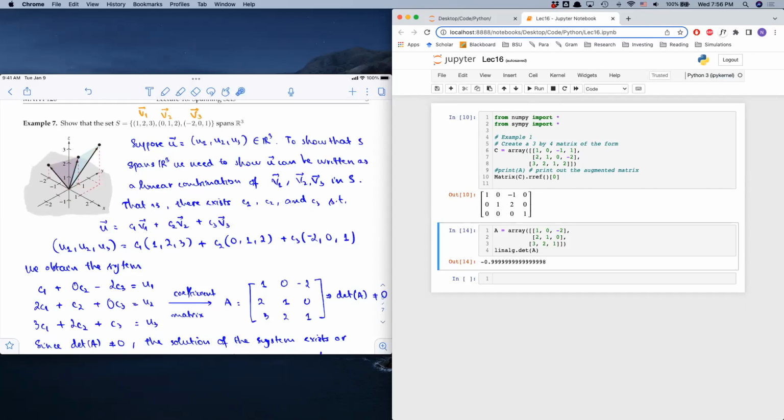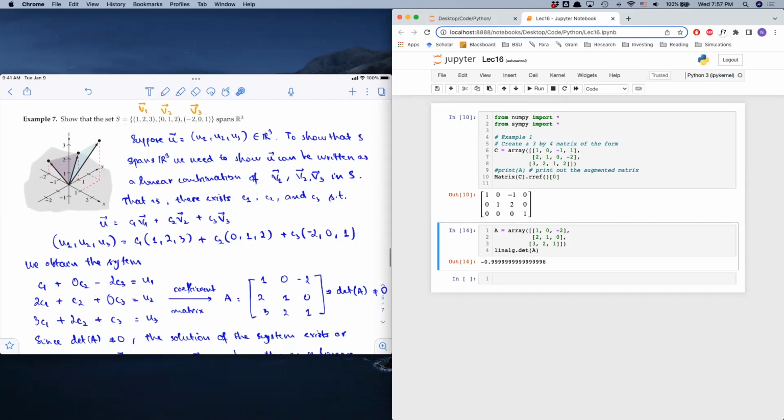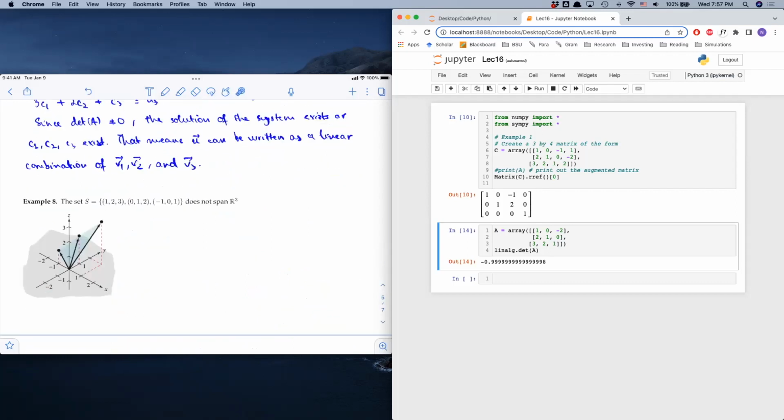Okay. So let's move to example 8. In this example, we have the set of vectors 1, 2, 3, 0, 1, 2, and negative 1, 0, 1. These three vectors are the same as the vectors we considered in example 3 and example 4.